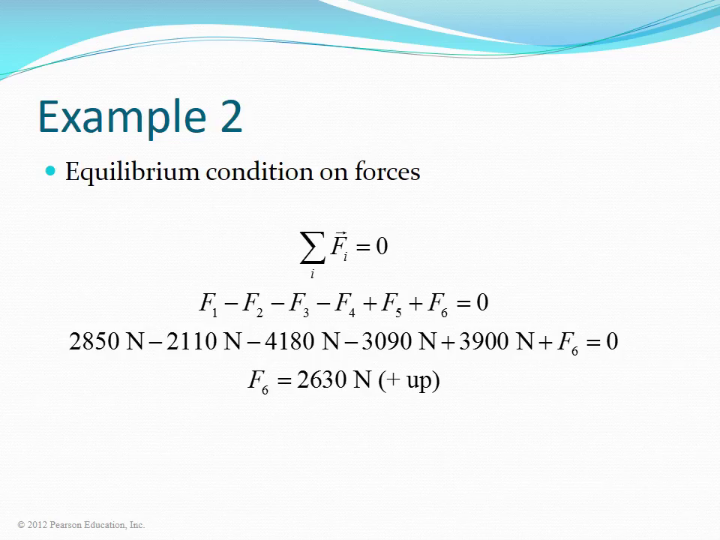We again start with the equilibrium condition on the forces. When we write the sum, we include the unknown force F6. All the forces are known, and we find that F6 must equal 2,630 newtons, pointing up.